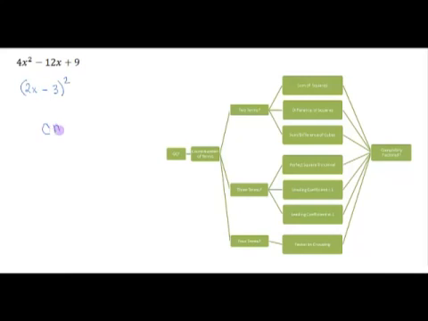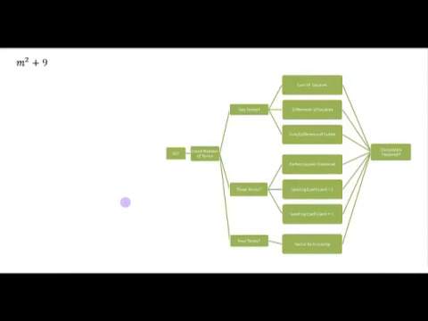Now when we check the middle term, then we have 2x times negative 3 doubled. That gives me 2 times negative 3 is negative 6, times 2 is negative 12, times the x is negative 12x. Exactly what we want. Now, is that completely factored? Yes, we can't factor 2x minus 3 any further.